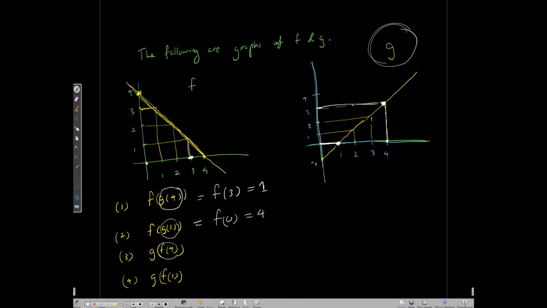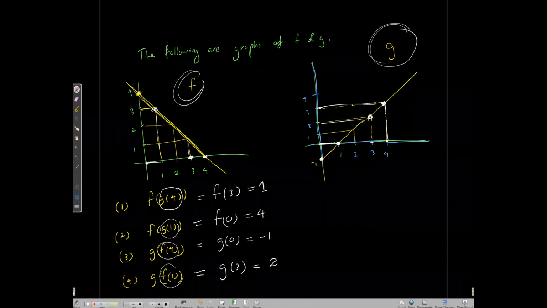And next one, first f of 4, so I use this function, f of 4 right here, the function value is 0, so g of 0, g value is negative 1, so the answer is negative 1. f of 1, so I go to this function, f of 1 up here, 3, so g of 3, for 3 I go here, and the function value is 2, so the answer is 2.